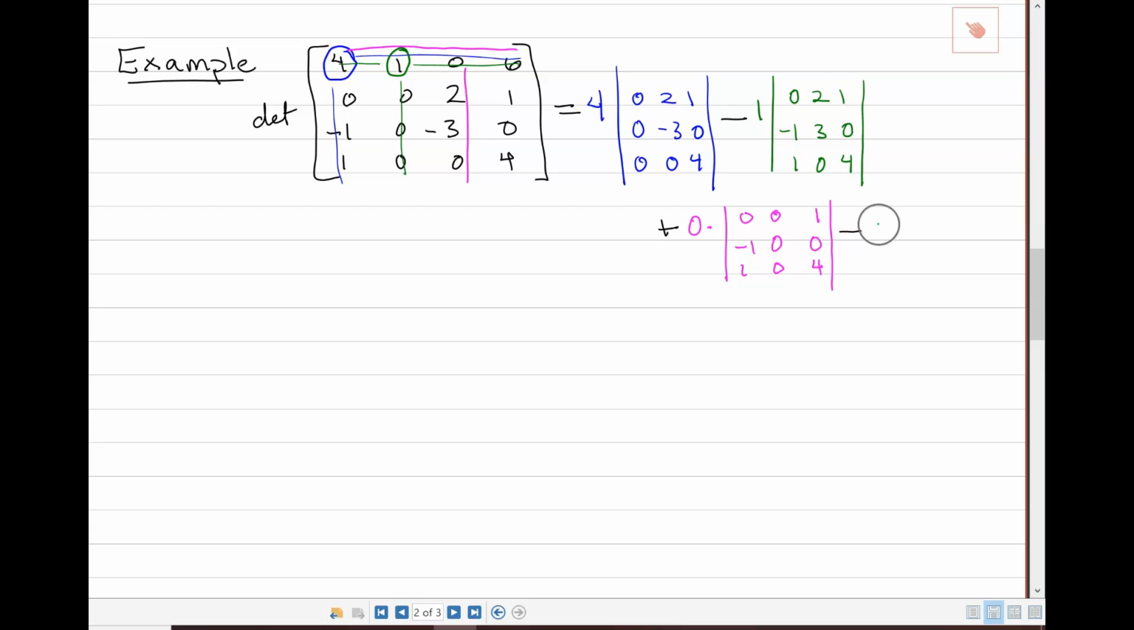And we'll have 6 times the determinant of the matrix left when we cross out this first row and the column that the 6 is in. So this will be 0, 0, 2. You may notice that we've made some work for ourselves, right? Because we now have to compute the determinant of 3 matrices. But there are a couple of nice things we can notice here that are going to make less work for us.